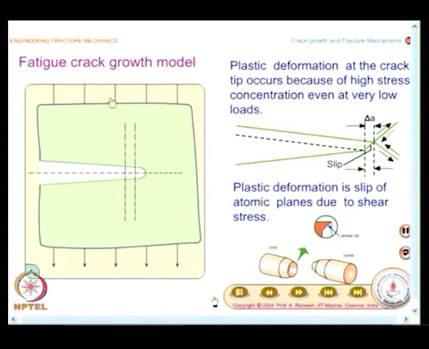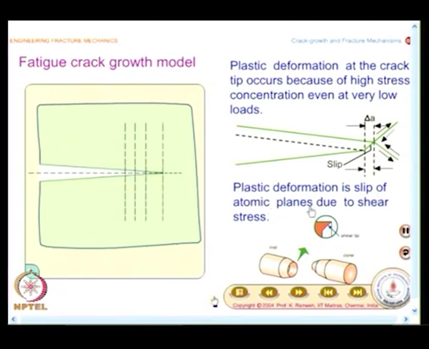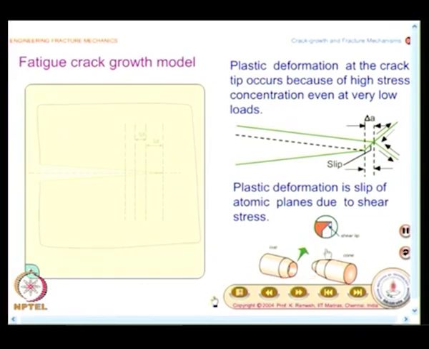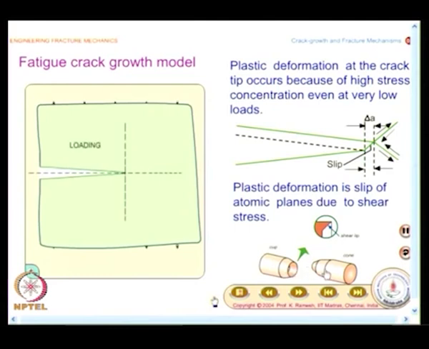We will look at what we learned in the fatigue crack growth model. What was mentioned? Because of very high stresses near the vicinity of the crack tip, you will have plastic deformation. And what is the role of plastic deformation? When you have plastic deformation, it is nothing but slip of atomic planes due to shear stress. And we had seen in some detail that in the case of a simple tension test, you have a cup and cone fracture, and I pointed out that you have a shear lip, and this happens at 45 degrees.